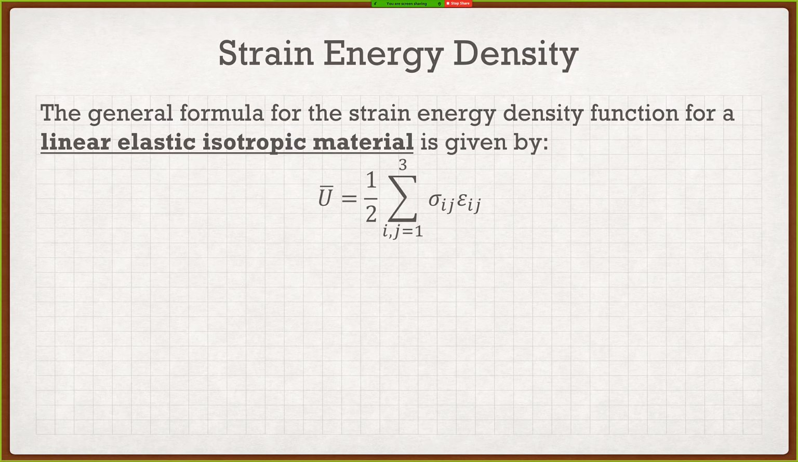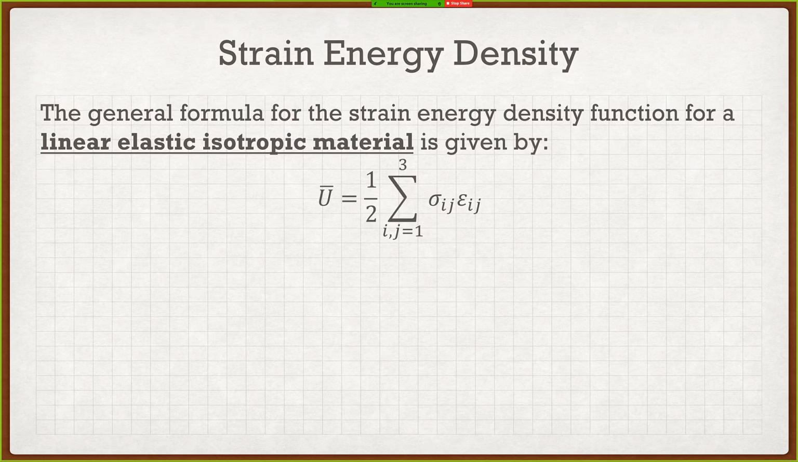It wants the strain energy density, the formula for it. Well, we know that for a linear elastic isotropic material, and yeah, it's kind of a mouthful to say, but that's a very important piece of information, we can find that strain energy density function, which is that big U with the bar up top. It's equal to 1/2 of the summation of sigma ij multiplied by epsilon ij.